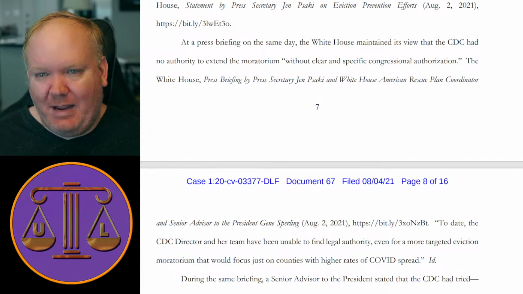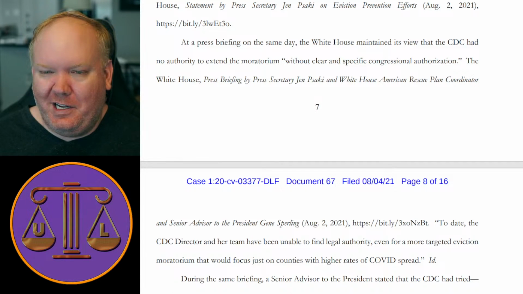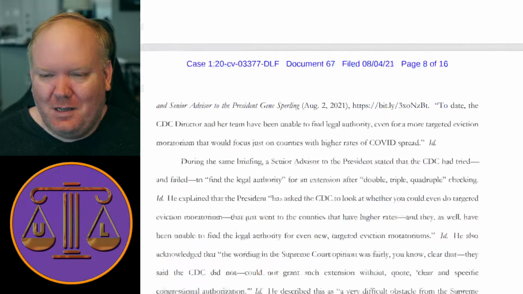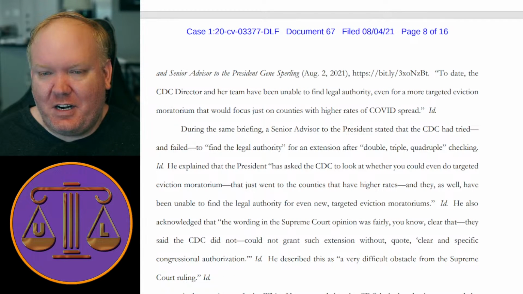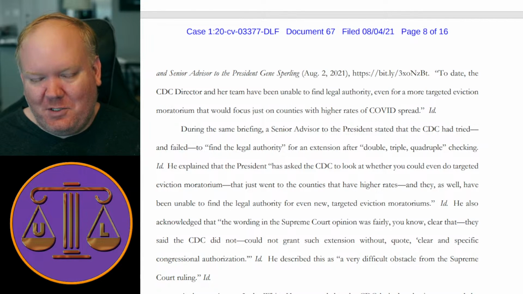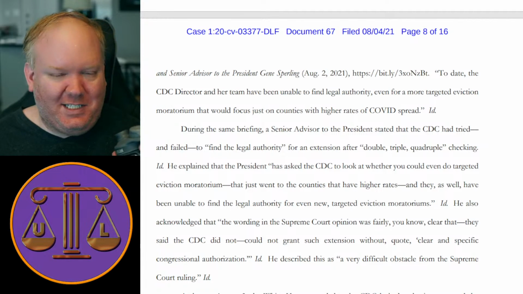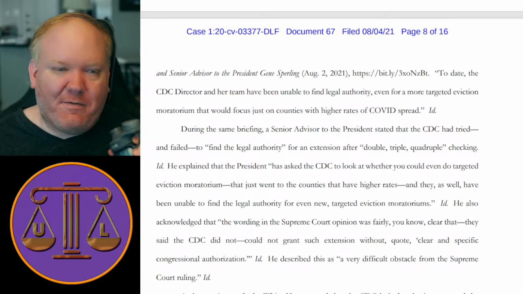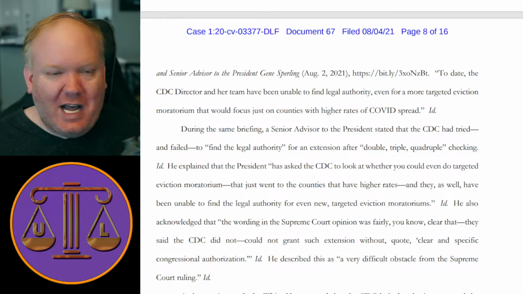At a press briefing the same day, the White House maintained its view the CDC had no authorization to extend without clear and specific authorization. To date, the CDC director and her team have been unable to find legal authority, even for a more targeted eviction moratorium that would focus on counties with higher rates of COVID. Yeah, I looked too. I mean, I'm certain I didn't look as thoroughly as the CDC, who I'm sure scoured every inch of the health law, but I couldn't find any.